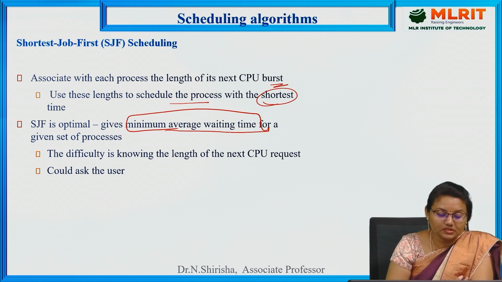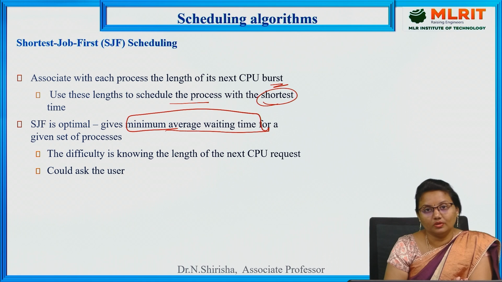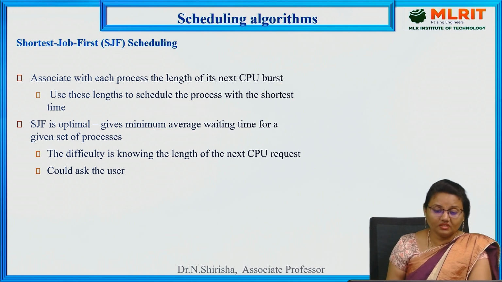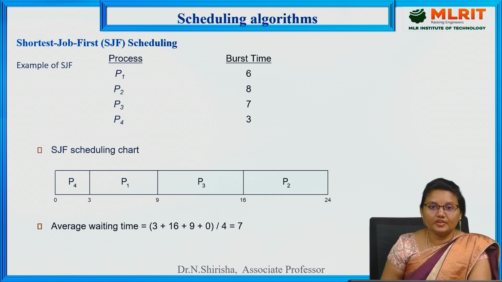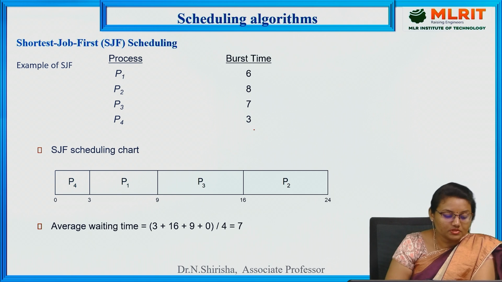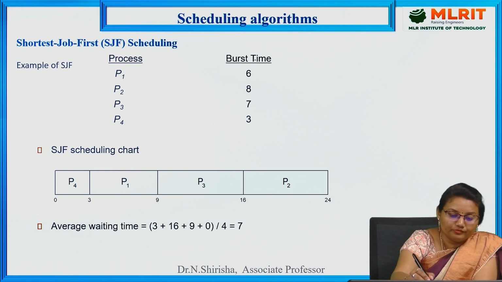The difficulty is that knowing the length of the next CPU request is hard. When it is executing very dynamically, the lengths are not known. So knowing the length of each process beforehand is the tougher job, and the information should be given by the user. So we have this example of SJF where we are given a number of processes and their burst times.